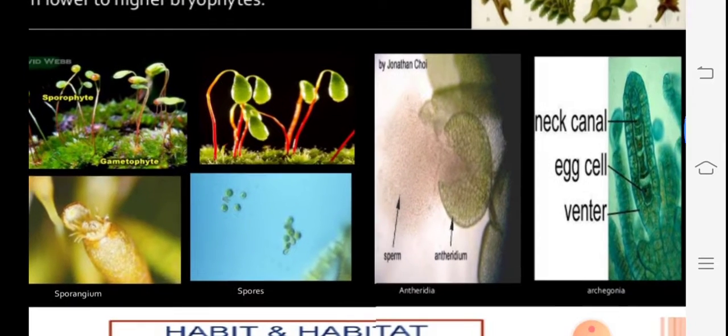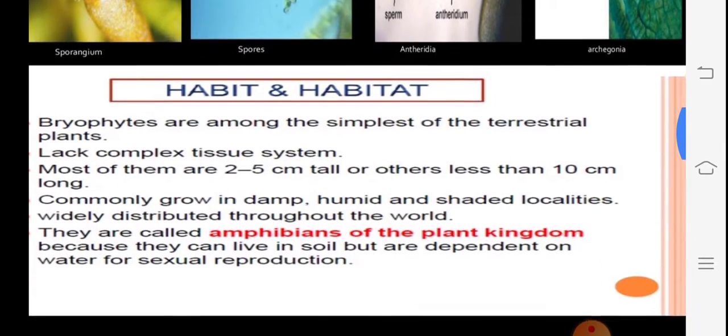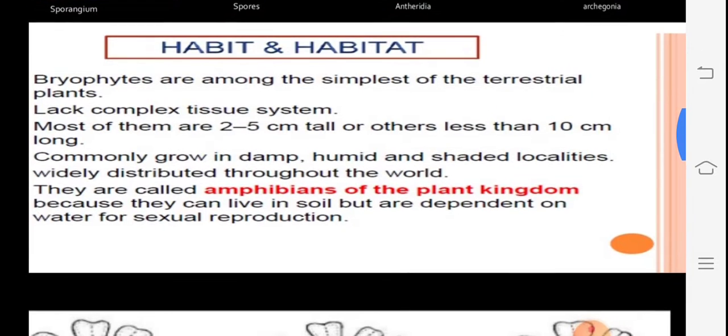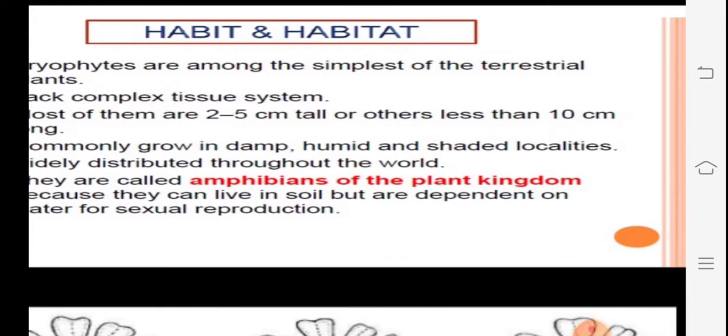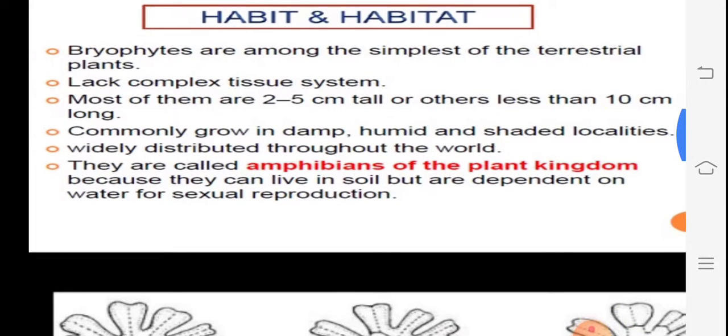So these are generally exogenous, that is, developing from the external cell of the antheridial initial or the archegonial initial cell. Very interesting part. In relation to habitats, we know the terrestrial habitat is generally there. Very few are aquatic. For example, Sphagnum is reported as aquatic, not totally in the water, but where maximum water is present. Suppose there is a freshwater pond without any pollution, the Sphagnum moss generally occurs there.